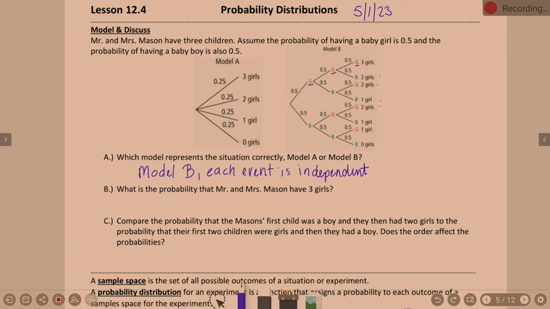Okay. How many 3-girl options are there? 1. Out of how many combinations are there? 1, 2, 3, 4, 5, 6, 8. So that is 1 out of 8, yes? And we've been there, done this. 1/8 could also be written as what else? 0.125, or change that to a percent, 12.5%.